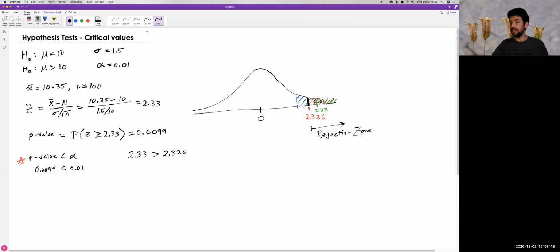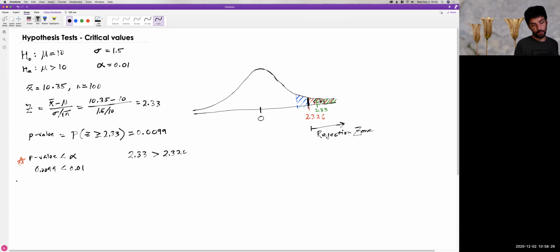So it's just really the same idea. We're still using the critical value to see is the area bigger or smaller, which is just another way of saying is the p-value above or below alpha. Okay.